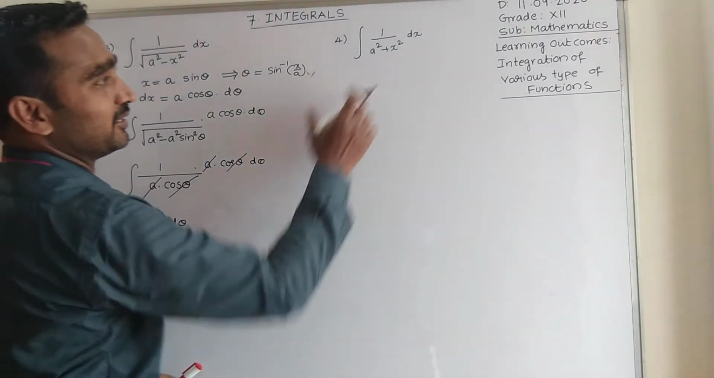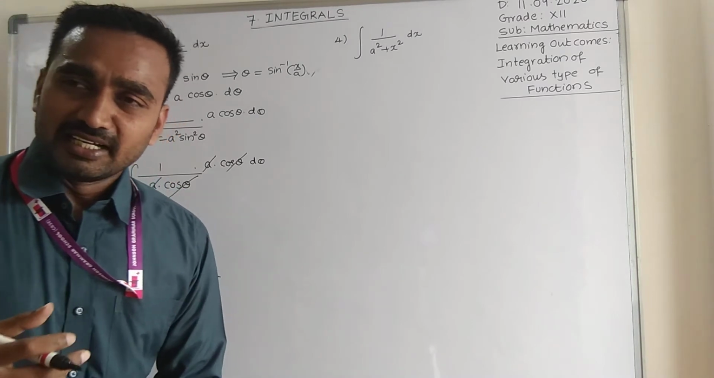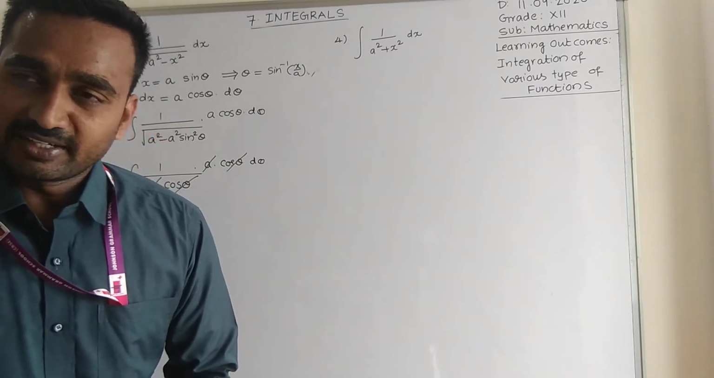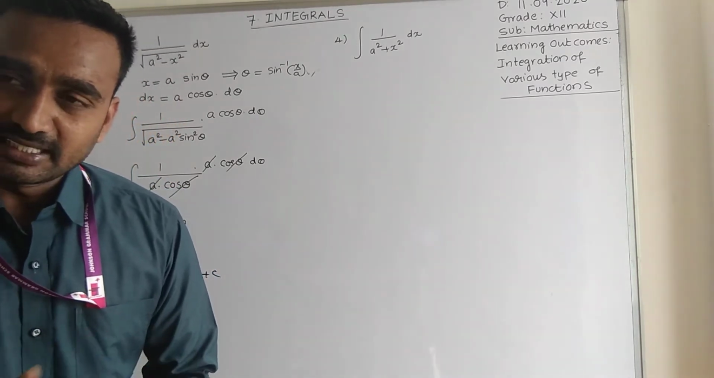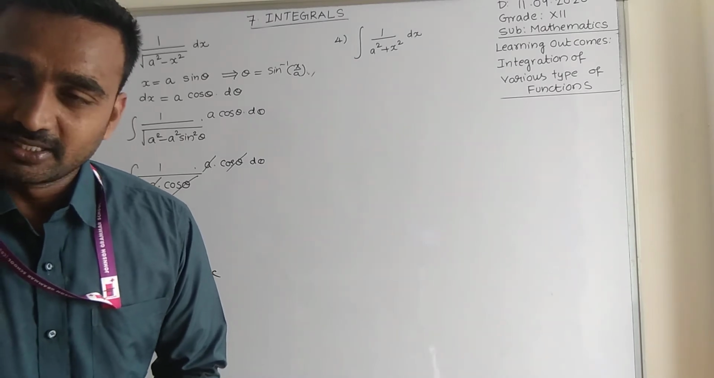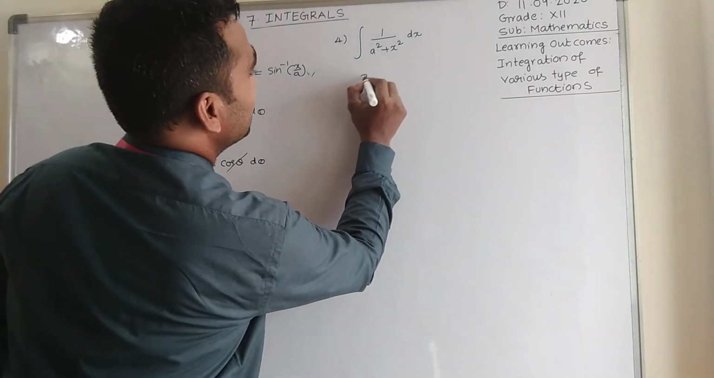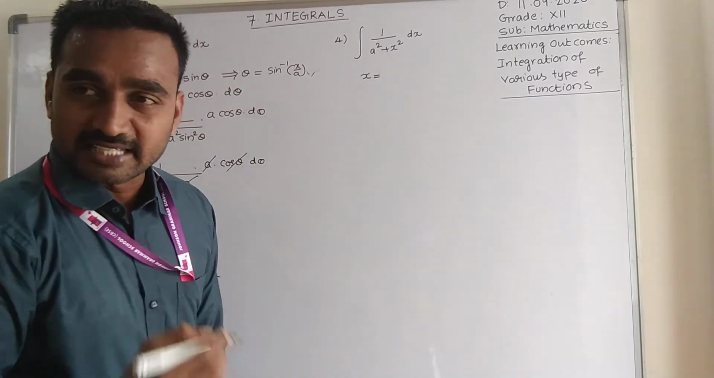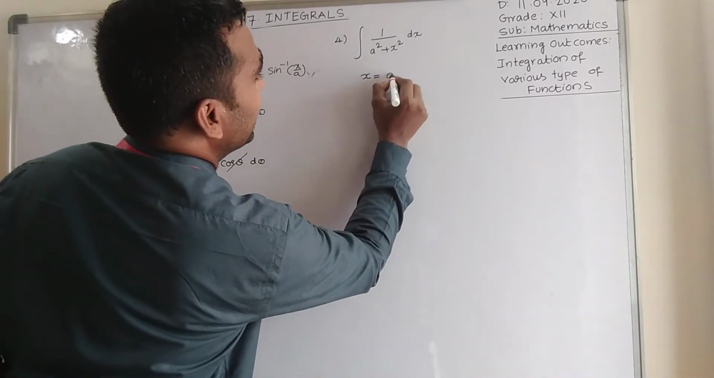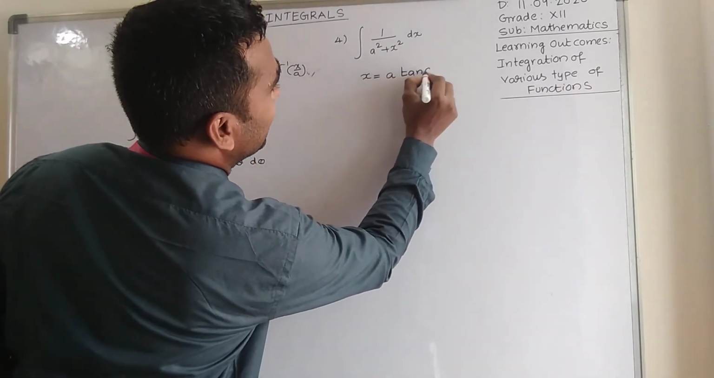Next, the fourth one here. For this type of function, with the help of trigonometric identities, if you replace x equal to sin theta or cos theta, no use. Replace x with something using 1 plus tan square theta. So I put x equal to a tan theta.